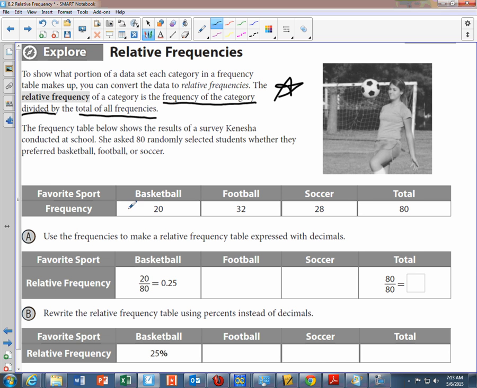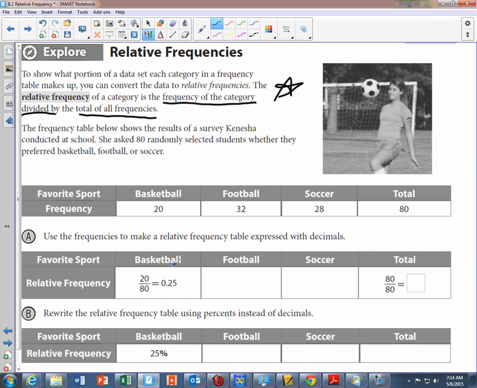So we have a frequency table here, a survey of favorite sports. 20 like basketball, 32 like football, 28 like soccer, for a total of 80 students. Well, the relative frequency of somebody who likes basketball is 20 divided by the total, which is 80. So 20 divided by 80 is 0.25.